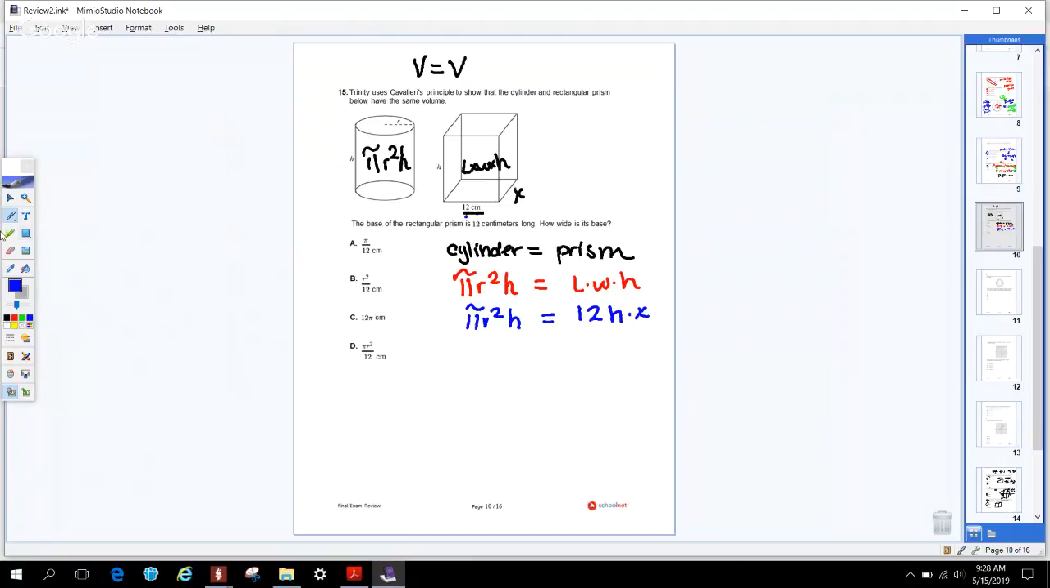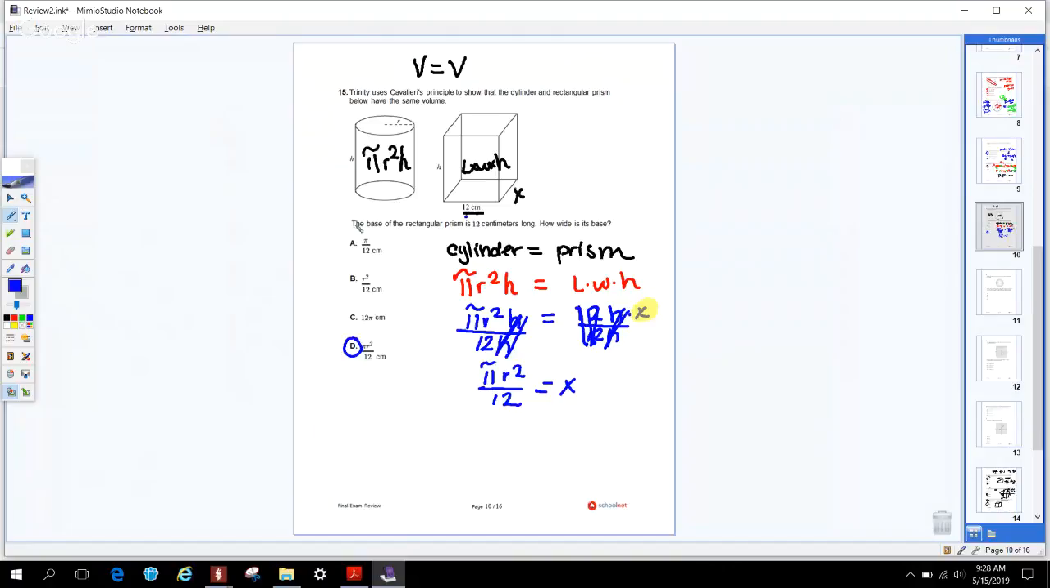So now, since we're solving for x, this is a literal equation, so it's a little bit harder, but we're trying to get x. So what that means is we have to divide both sides by 12h, because we're trying to isolate this x. So these 12s would cancel. These heights would cancel. So we're left with x equals pi r squared divided by 12. So the answer is choice D.